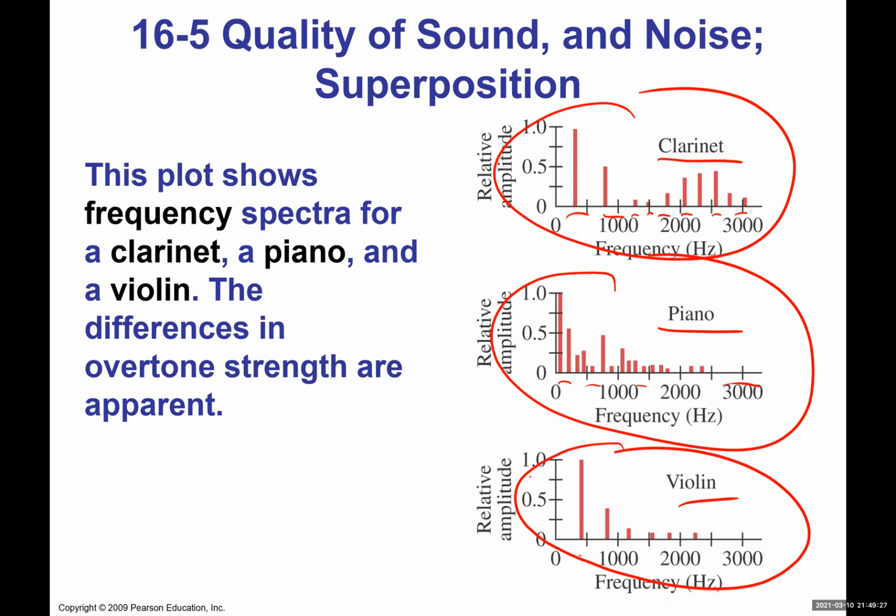So that's why, if it's a middle C played on clarinet, violin, and piano, you're not going to be able to confuse one with another because they have completely different loudness and completely different sound. That's what we call the quality of sound, or noise. That's why, because of those overtones.